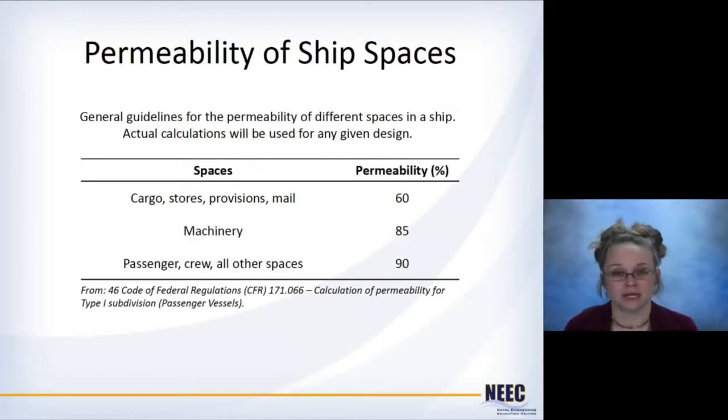In general, there are some guidelines for the permeability of different spaces. Anything where you have cargo or stores, provisions, you generally use about 60% permeability unless you have reason to think otherwise. Machinery spaces are 85%, and passenger, crew, and all other spaces are 90%. And this makes sense in our head, right? Passenger spaces are living rooms and bunk rooms and bathrooms and hallways, right? Most of that is air, right? So that's why the permeability is so high.